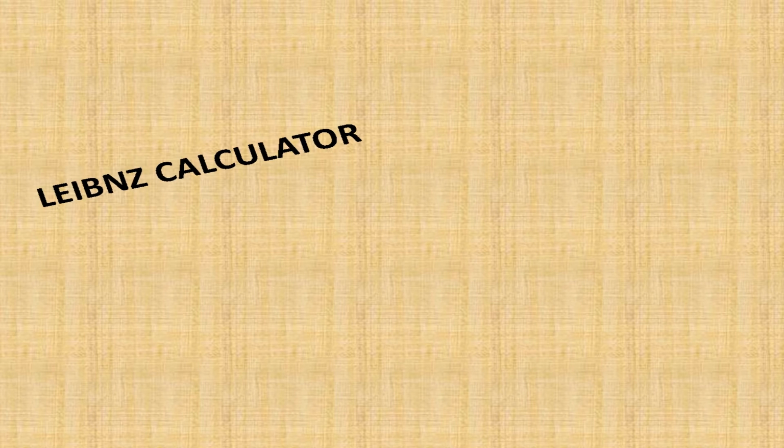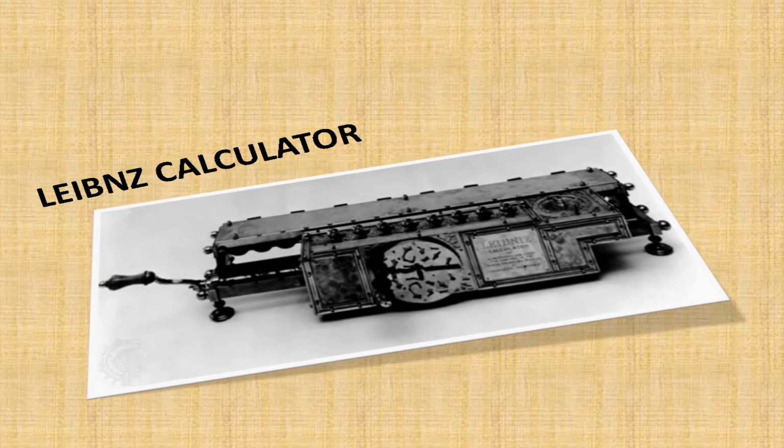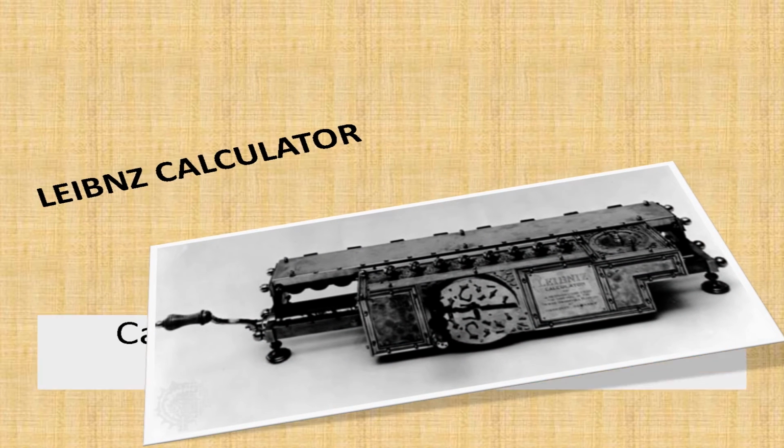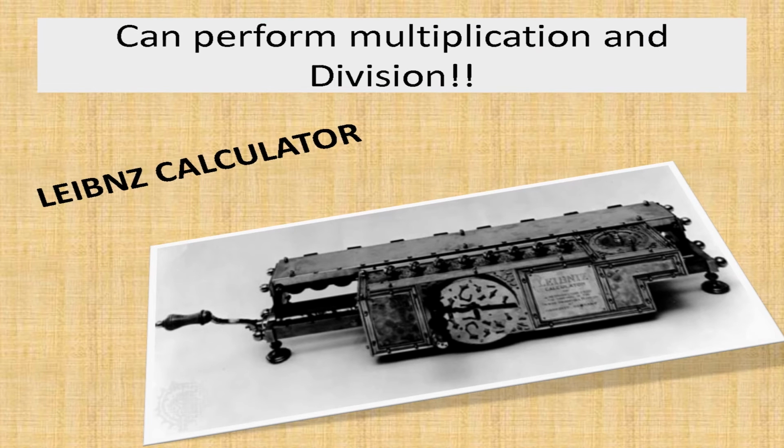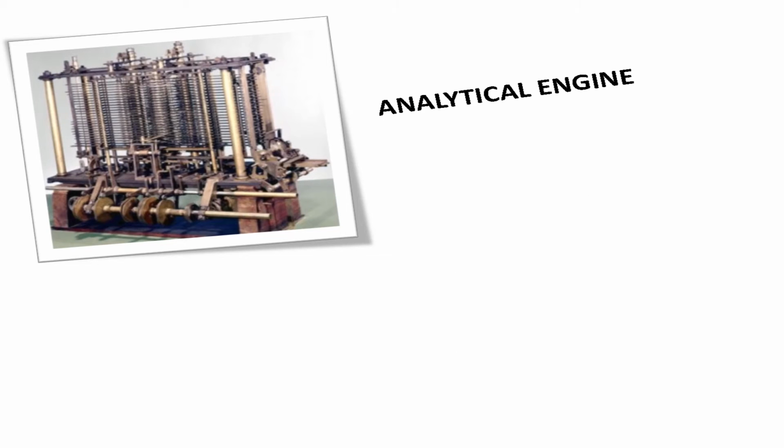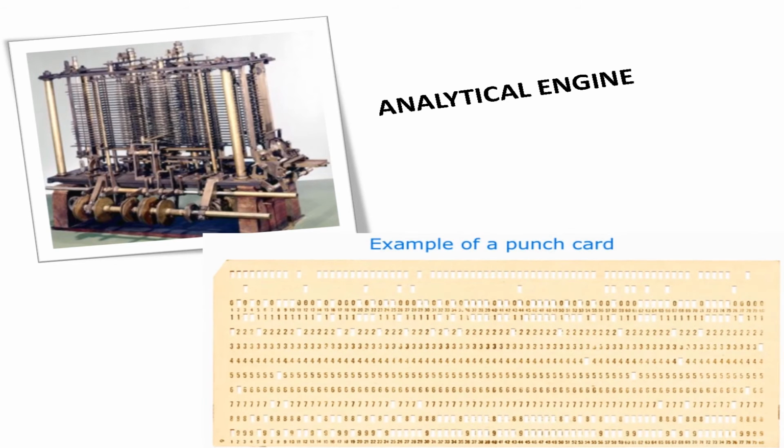The next is Leibniz's calculator. That was the modified Pascal calculator. That calculator was a machine that could perform various calculations related to multiplication and division as well. After that, analytical engines came into the market. These machines could be programmed by instructions coded on punched cards, and these had a mechanical memory to store results.